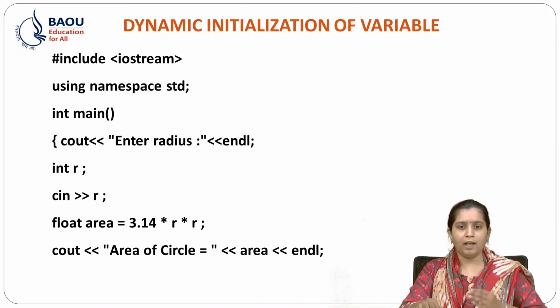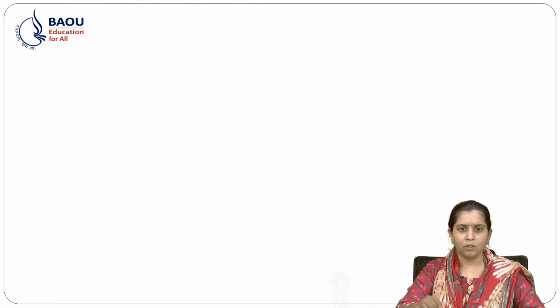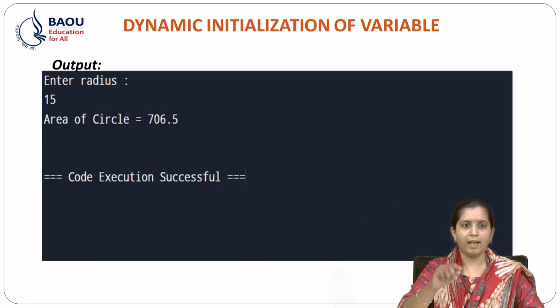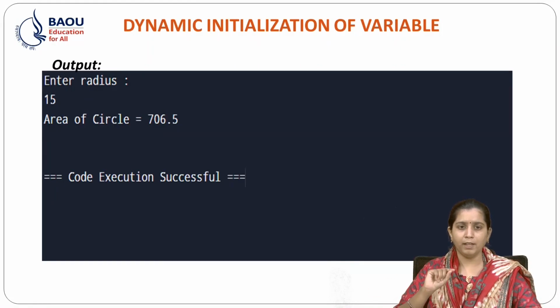And after that, I just simply display the area of the circle in this variable a. So what will I get as the output is, first I have taken the radius from the user, that is 15, and after that I will get the area of a circle, because we have dynamically initialized the area variable in the program.